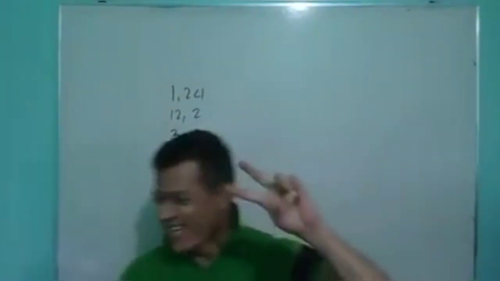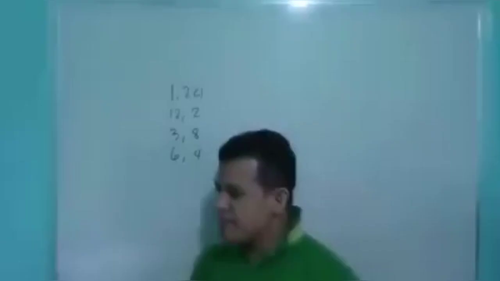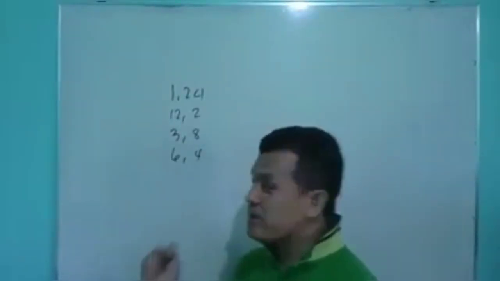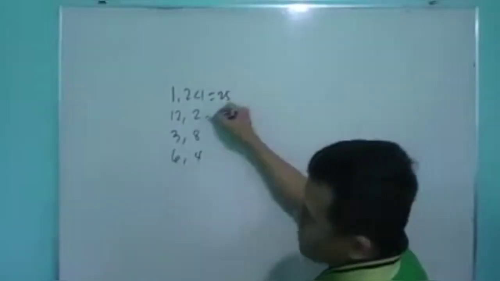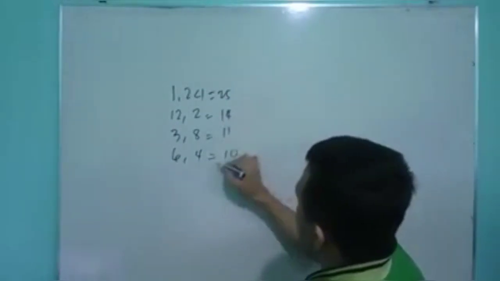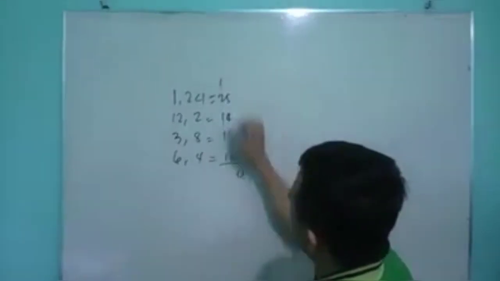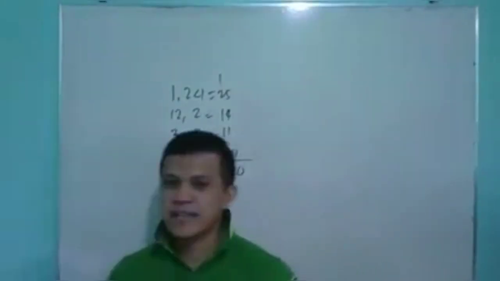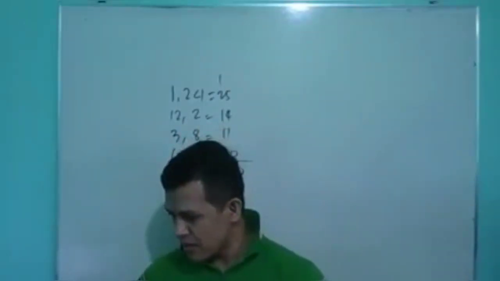Oh, okay, sorry. Anyway, so these are the factors of 24: 1 and 24, 12 and 2, 3 and 8, and 6 and 4. Now, it says here the sum of all factors of 24. This one is 25. This one is 14. This one is 11. And this one is 10. So, adding all, we have 0, carry 1, that is 60. So the answer there is letter D, which is 60. Okay, there you go. Next one.